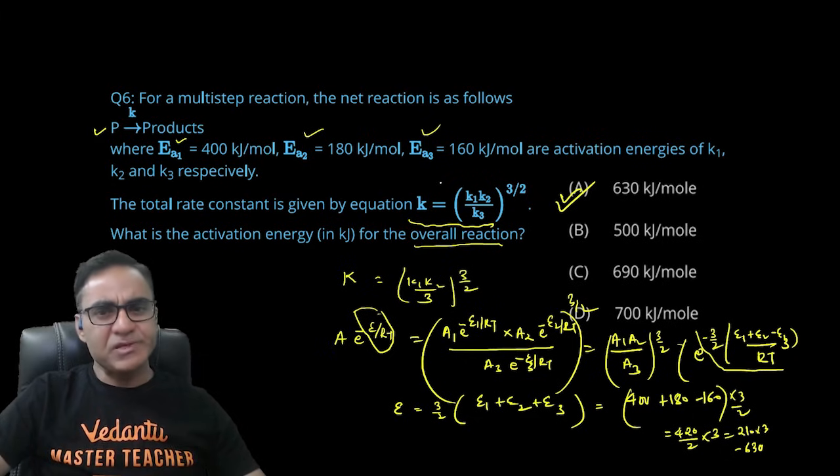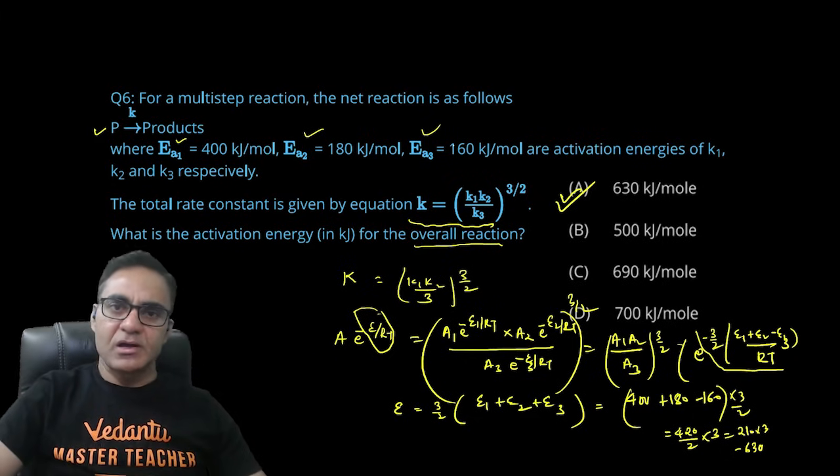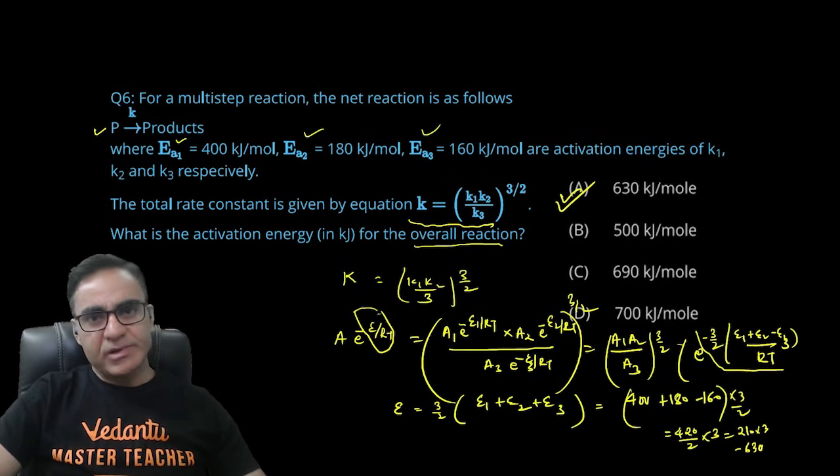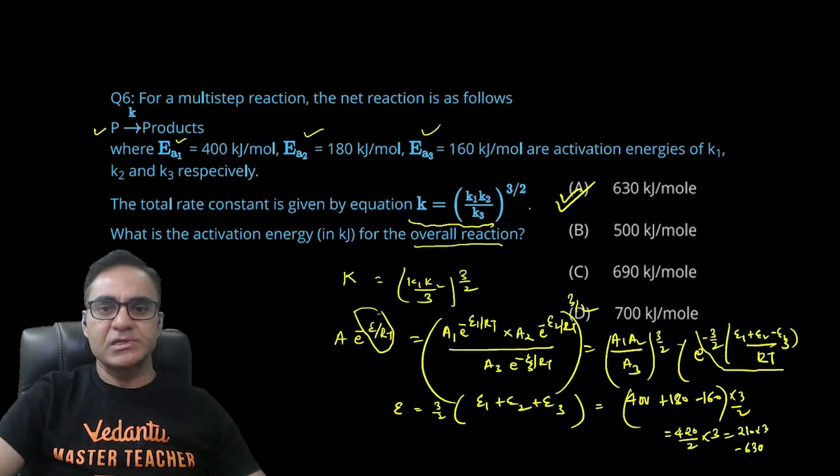So we have simply used the basic formula K is equal to A e raised to the power minus E upon RT. All right. From that formula, we can calculate the activation energy for the overall reaction. Okay.